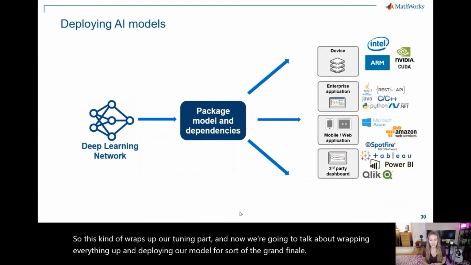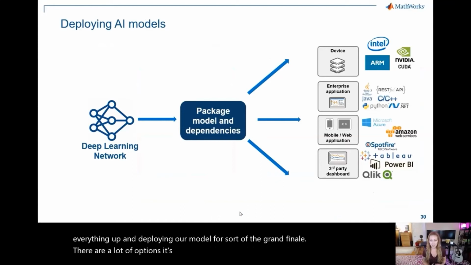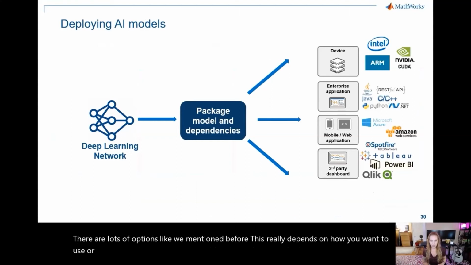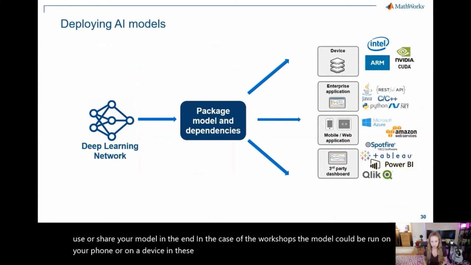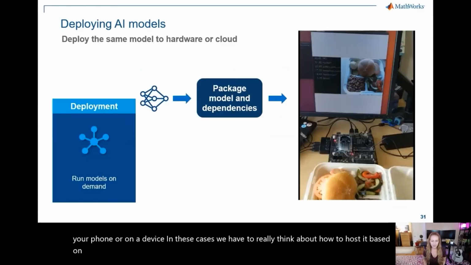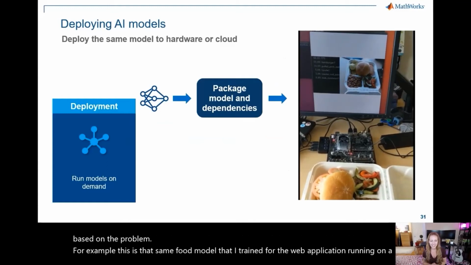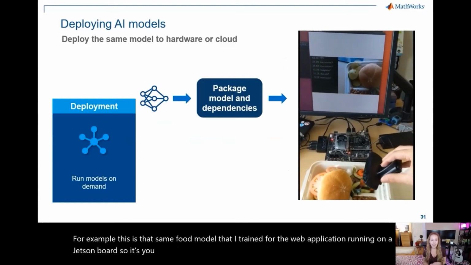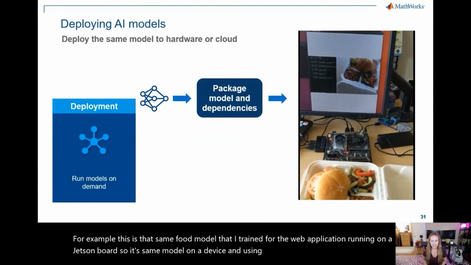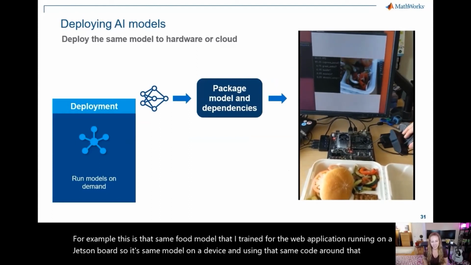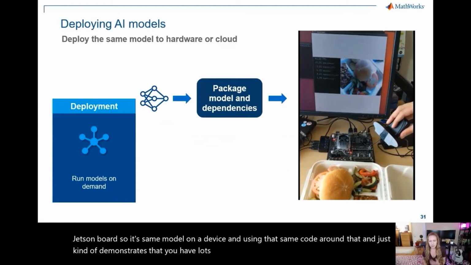There are lots of options, like we mentioned before. This really depends on how you want to use or share your model in the end. In the case of the workshops, the model could be run on your phone or on a device. In these cases, we have to really think about how to host it based on the problem. For example, this is that same food model that I trained for the web application running on a Jetson board. So it's the same model on a device and using that same code around it. And it just kind of demonstrates that you have lots of options on how you want to use this in the end.